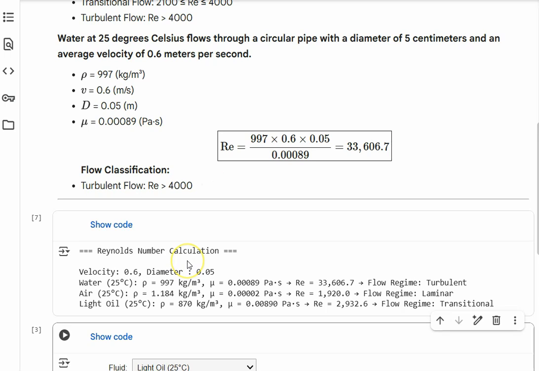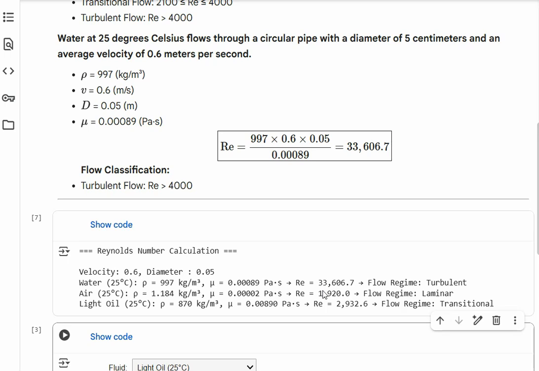Now here I am taking the same velocity and diameter. Now if I change the fluid, like water, air and light oil, the fluid properties are different. So first, water density is 997 and viscosity 0.0089 Pascal second. So again if I plug, we'll get the Reynolds number 30.60617. So it is a turbulent flow regime.